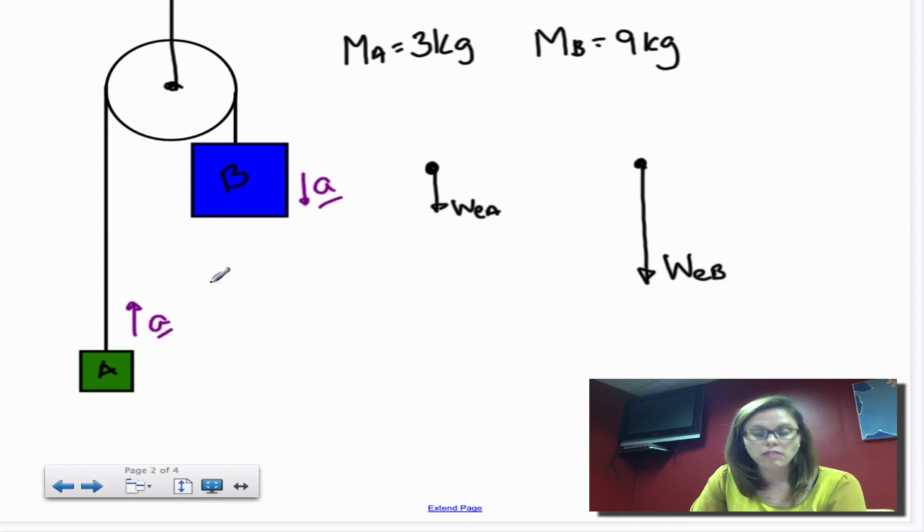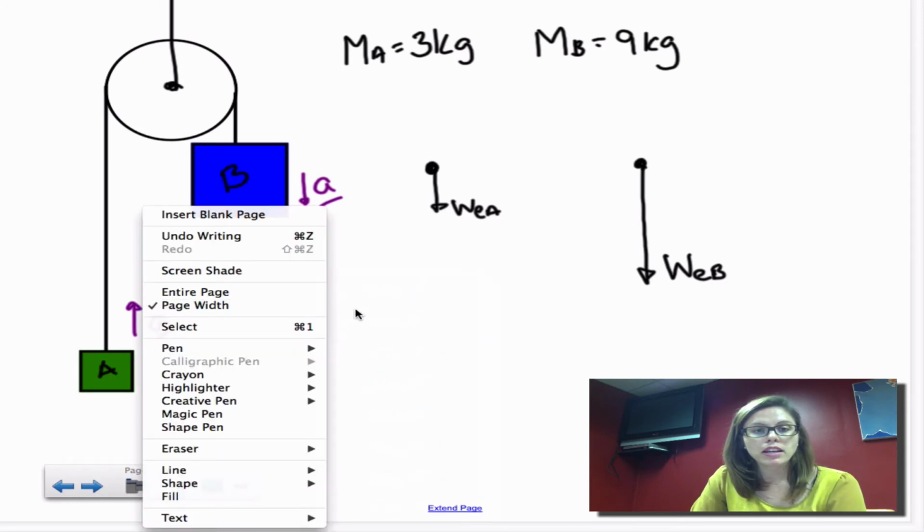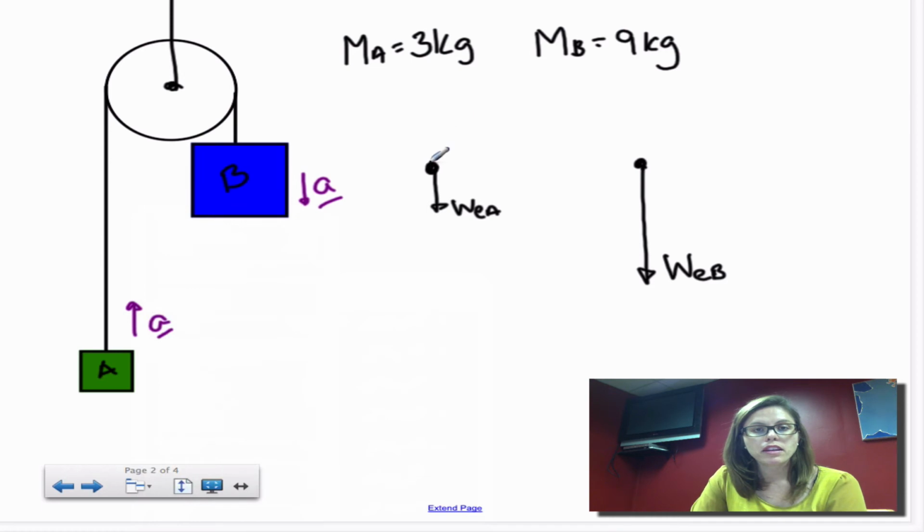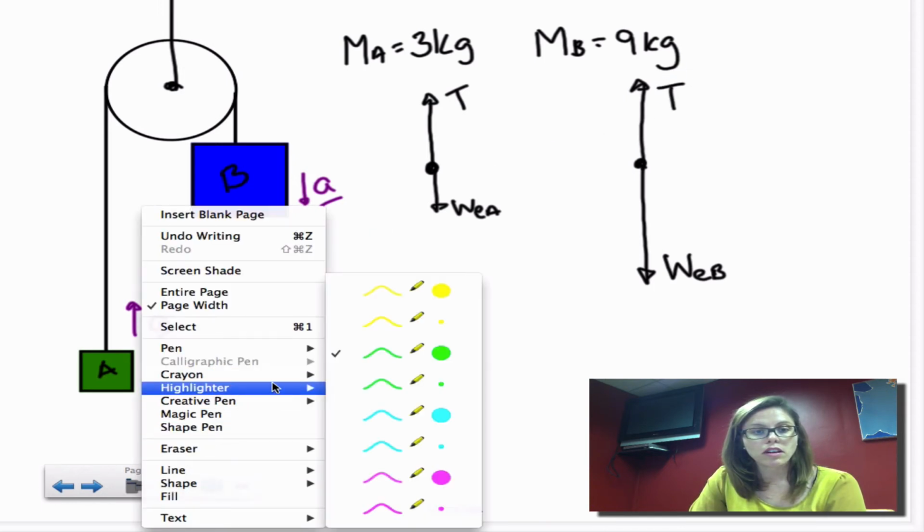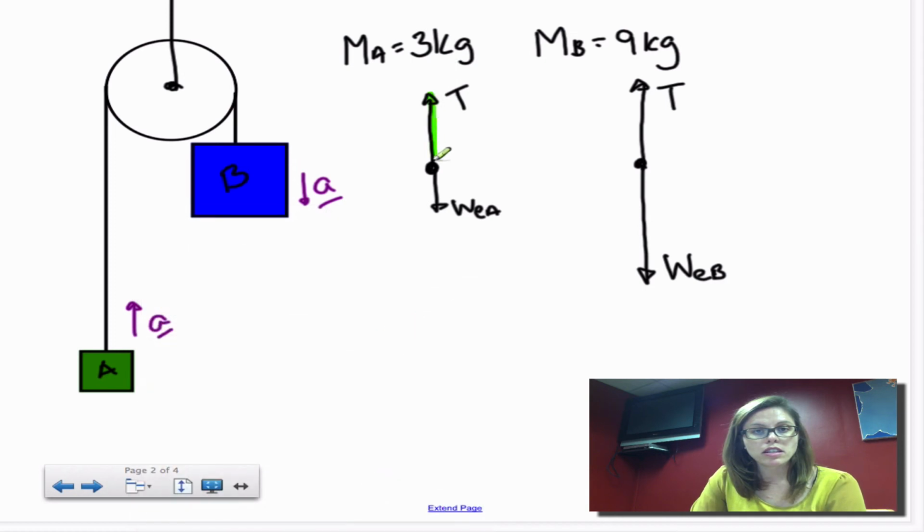The direction is different. So for A, let's get the black pen again. We have the tension's going to be a little bit longer than the weight of A, and it's going to be the same length for B, but it's also going to be shorter than the weight of B. So, highlighter, this tension and this tension are the same length, they're the same number. That's why I didn't write tension string A, tension string B, because they are the same tension, so I'll just call them T so we don't confuse things. It's the same string.